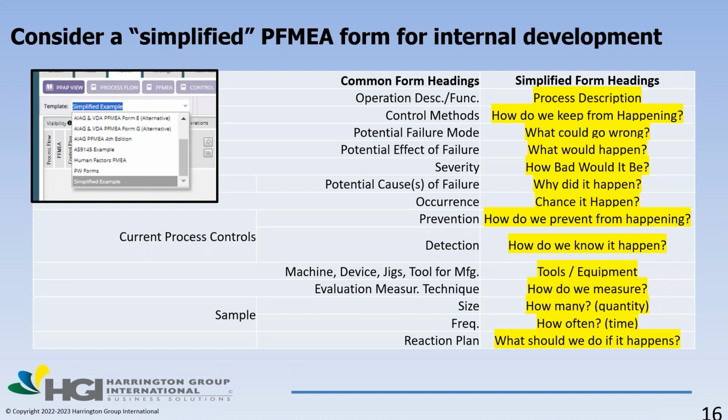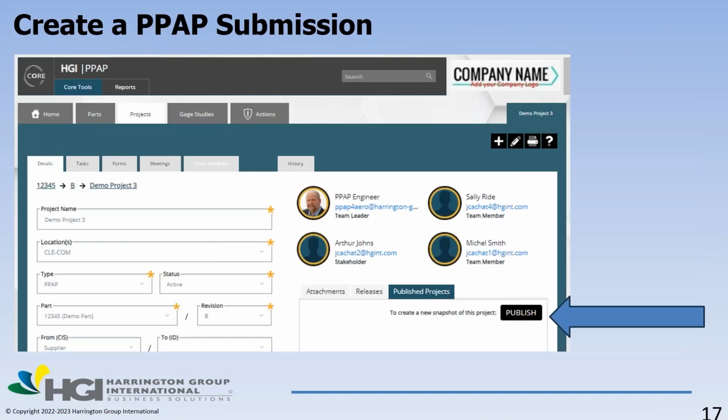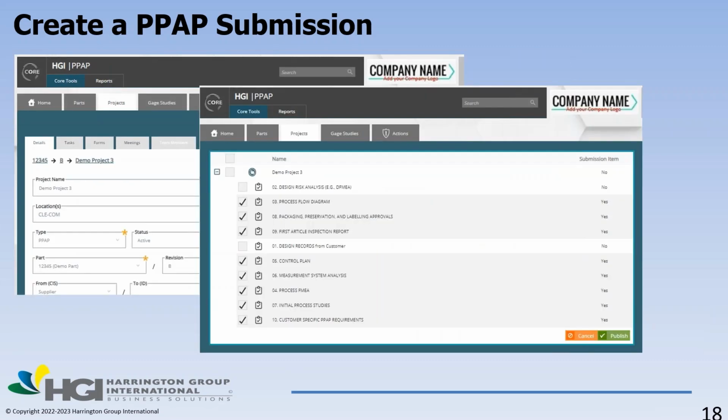You know, one of the things that I've seen a lot of challenges with is something as simple as sample size and frequency. The columns get messed up, there are duplicates on either side, and really all we're trying to say is, how many do you want me to check and how often do you want me to check it? So how do I create a PPAP submission? Well, as you build the libraries, you input the part-specific information, you push the publish button on a project screen.